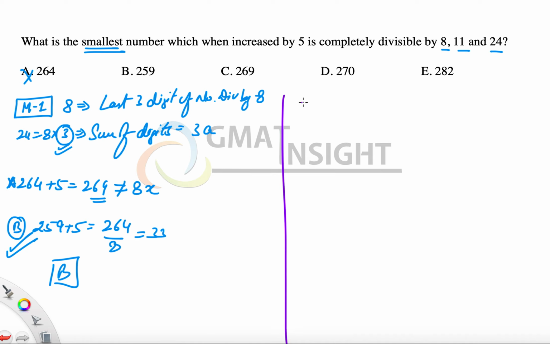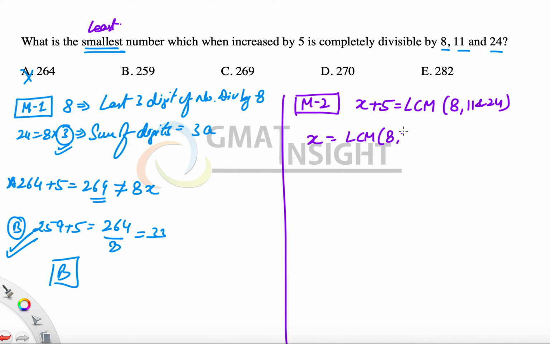However, the second method, which is more mathematical in nature, goes like this. We have to find the smallest number which when increased by 5 should be divisible by 8, 11 and 24. The smallest means the least, and after the number, let's say x, is increased by 5, it should be divisible by 8, 11, 24 and should also be the least number of such a type. So actually we are looking at the least common multiple of 8, 11 and 24, which means the value of x should be equal to the LCM of 8, 11, 24 minus 5.